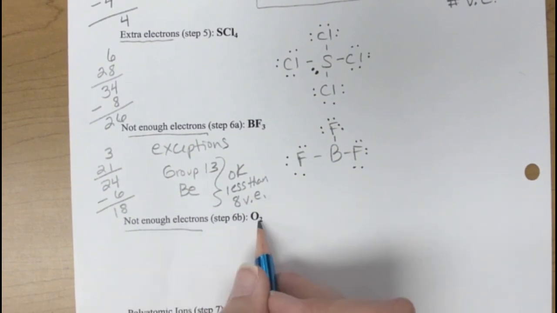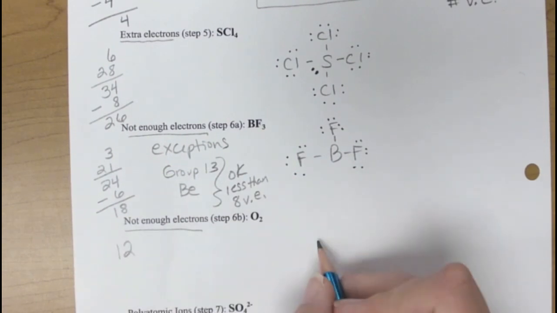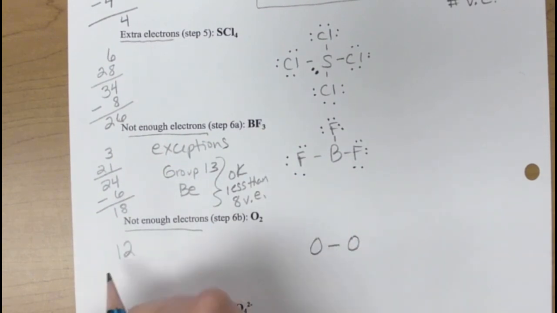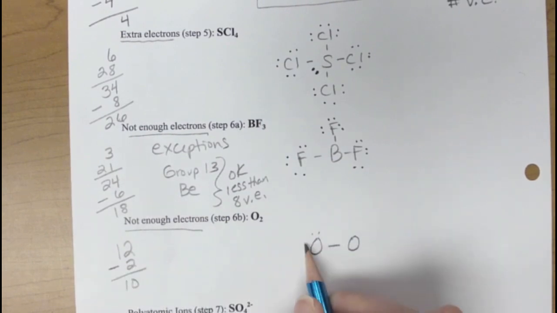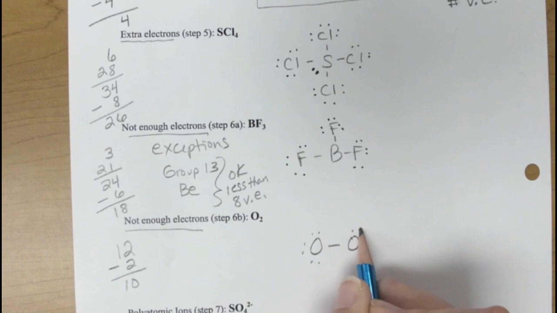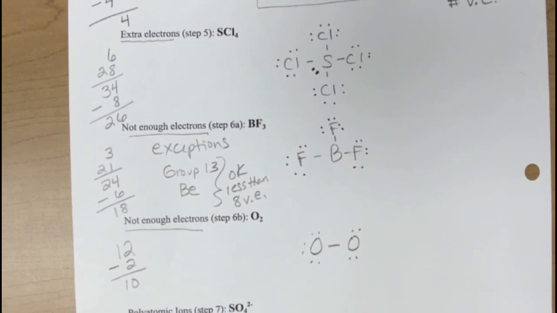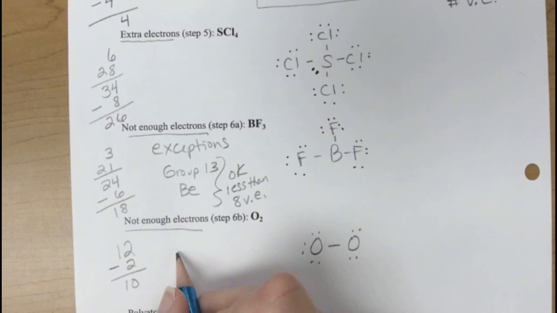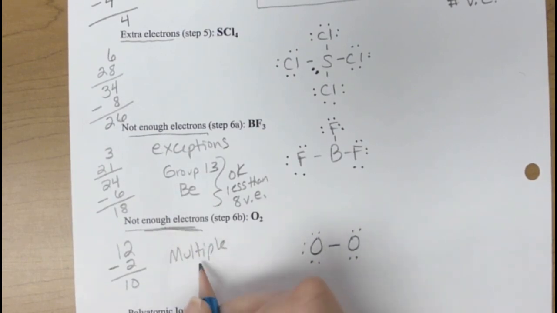Here's another one that's not enough. O2. Oxygen has 6 valence electrons, and we have 2 of them, so we have 12 valence electrons. We've used up 2 in bonding, so we have 10 left. So 1, 2, 3, 4, 5, 6, 7, 8, 9, 10. We've run out of electrons. We don't have enough. This is not one of those exceptions.